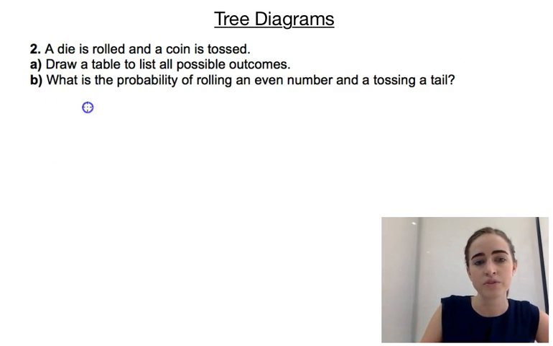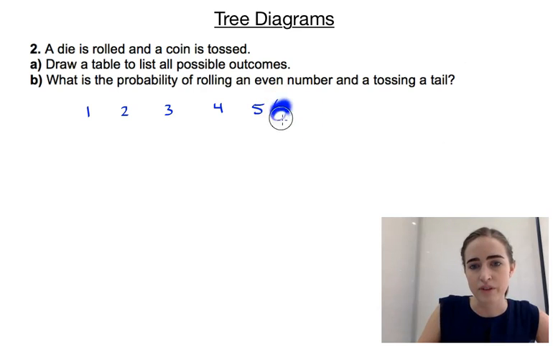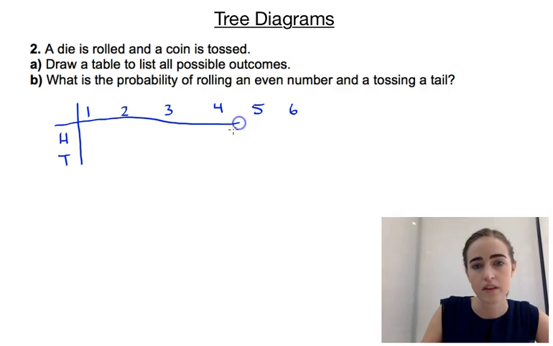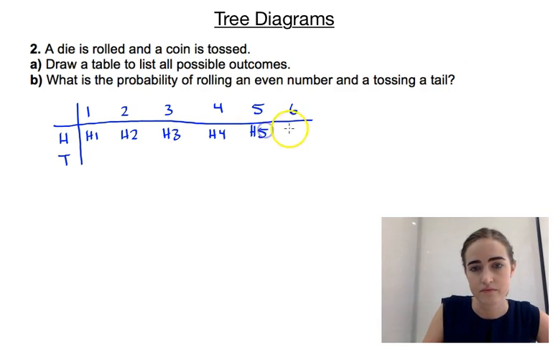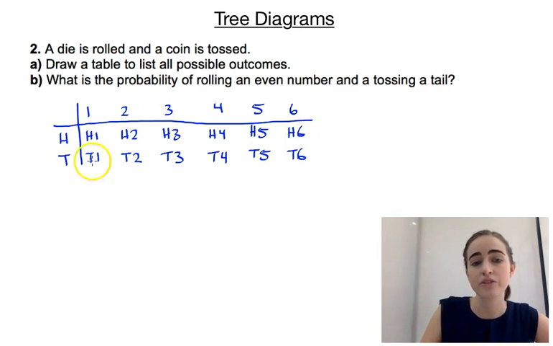So if we roll our die, our options are a 1, 2, 3, 4, 5, or 6. And when we write, I'll just move that one over a bit. When we toss our coin, we've got either heads or tails. So that means our options, if we draw this up, we can have a heads and a 1, heads and 2, heads and 3, and so on. And then we can have all the same, but with tails. So that's listed all our possible outcomes. So we have 12 possibilities for there.